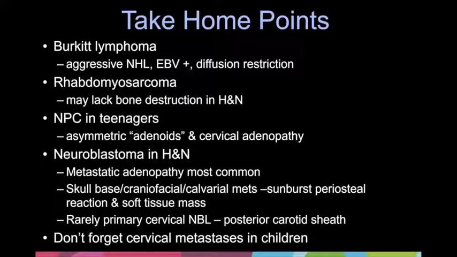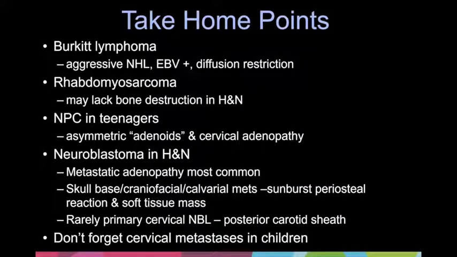Nasopharyngeal carcinoma in teenagers, think of this when you see asymmetric adenoid tissue. Look for associated adenopathy and skull base erosion to help arrive at the appropriate diagnosis. Neuroblastoma in the head and neck is most often metastatic cervical adenopathy or metastases to the skull base, craniofacial bones, or calvarium, and all of these typically show aggressive sunburst periosteal reaction.